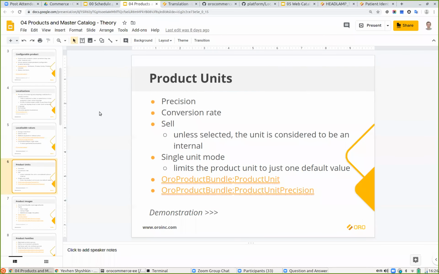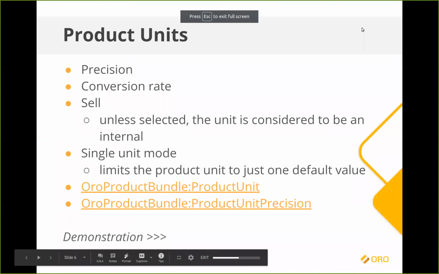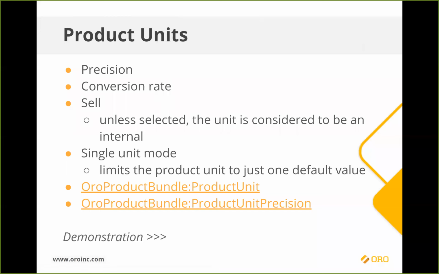We have covered this item already quickly, but let me remind you that a product unit may have a precision. So for example, it's the number of digits after the decimal dot. A product unit may have a conversion rate. Let's say we want to convert items to kilograms or kilograms to items. So we have to know that, for example, one item is 5 kilograms or vice versa.